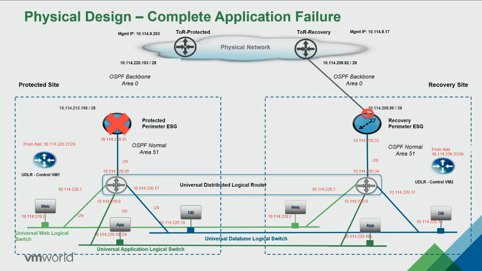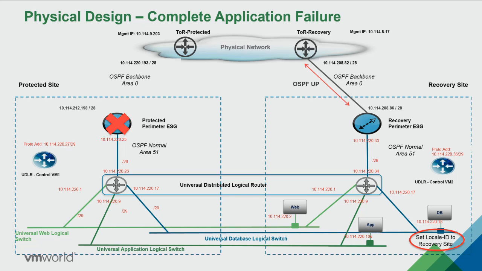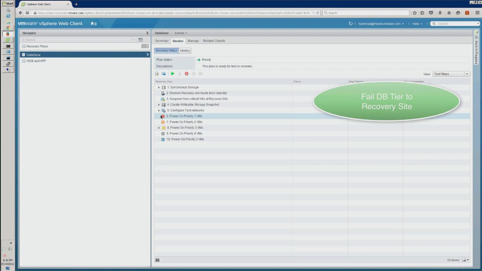So for this demo's purpose, what I'm doing is I'm dropping the Edge Services Gateway at the protected side, so no routes will be advertised out this side. And then the application moves over, the locale ID gets set, and the interface is enabled. Once that happens, the OSPF neighbor relationship comes up, and the packets start going in and out of the recovery side. So now let's actually see it working.